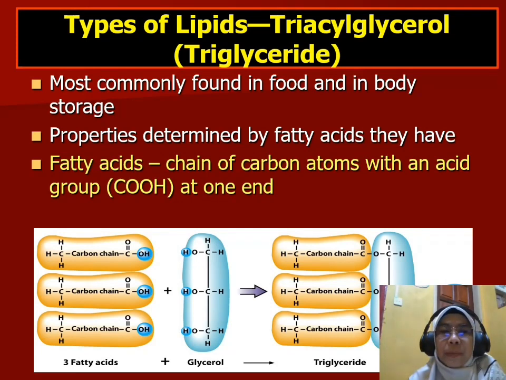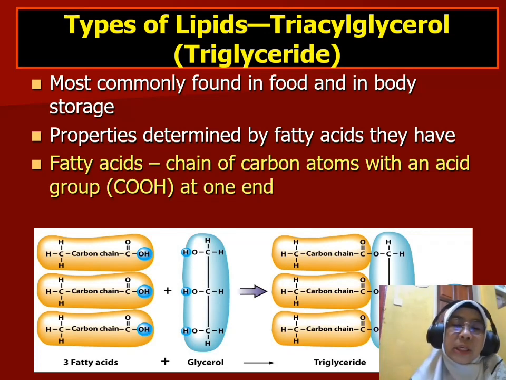How about triglyceride? Triglyceride is most commonly found in food and in body storage. Properties are determined by the fatty acid, and a fatty acid is a chain of carbon atoms with an acid group COOH at one end. Okay, you can see in this picture.